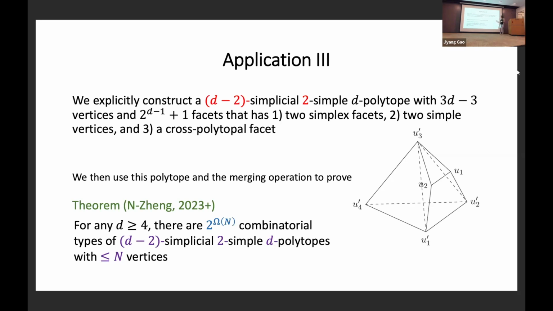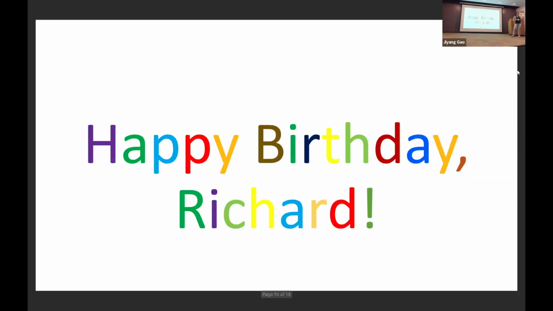In any case, by using this particular polytope, we can actually produce quite a few d minus 2 simplicial, 2 simple polytopes in every dimension. More precisely, if you give me d that's at least 4, and you give me n, wanting the number of vertices to be up to n, there are at least exponentially many d minus 2 simplicial, 2 simple d-polytopes. The way it works is essentially you start with the simplex and then you merge it with itself. But if you order the vertices of your simplex facet and you order the neighbors of the simple vertex, you actually can produce quite a few different polytopes. That's it. Thank you very much for your attention.